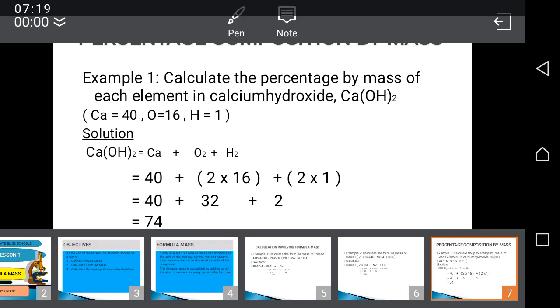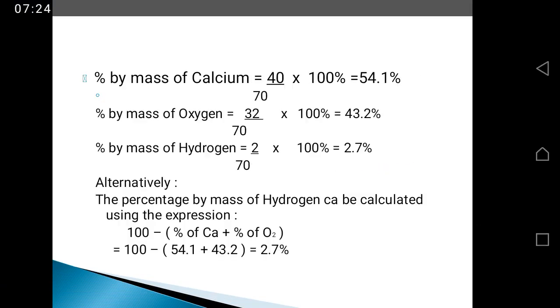The next step is to calculate the percentage by mass of each element in the compound. Don't forget we have 3 elements in that compound: calcium, oxygen, and hydrogen. So percentage by mass of calcium will be equal to the relative atomic mass of calcium in the compound, which is 40, divided by 74, which is the relative molecular mass of calcium hydroxide, times 100%. If you calculate this, you're going to have 54.1%.